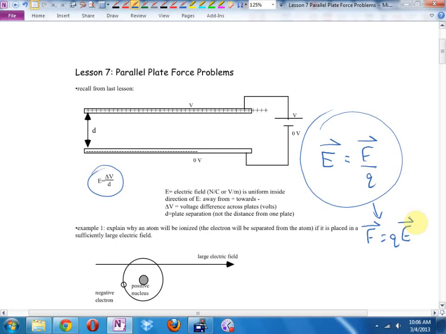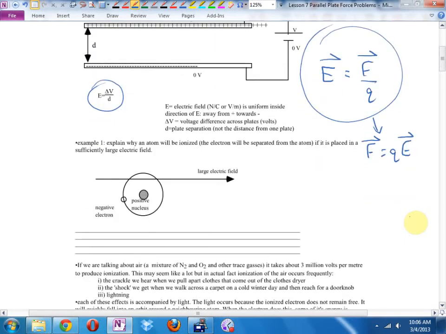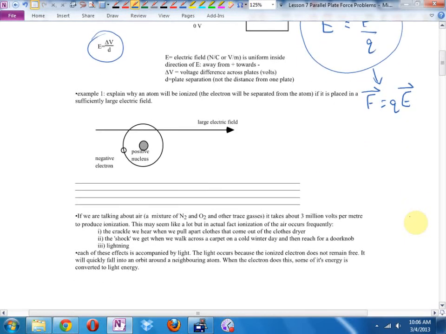You want to know how much force a particular charge, like an electron or a proton or some kind of made-up charge in millicoulombs, is experiencing? You tell me how big the electric field is and how big that charge is, and I can tell how big the force is that it's feeling. Big deal. Actually, huge deal. This is going to explain, among other things, lightning, which is what we're going to be talking about for the next while. Example 1 says, explain why an atom will be ionized.